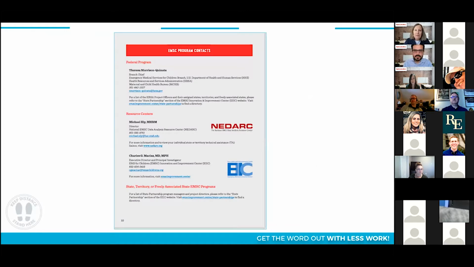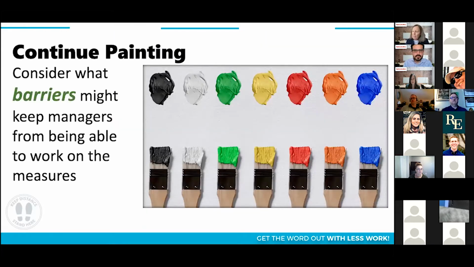And then if you are worried that if your program doesn't meet the measure, you won't get funded, here's the program contacts. They're right here. So this shows the importance of the program to everyone because here's the contacts, here's how you get in touch with them. So those are some of the things we did for when we thought about our target audience. But we needed to continue painting. That was a good start.